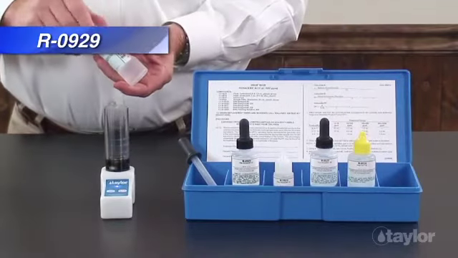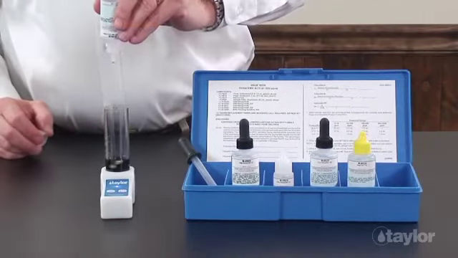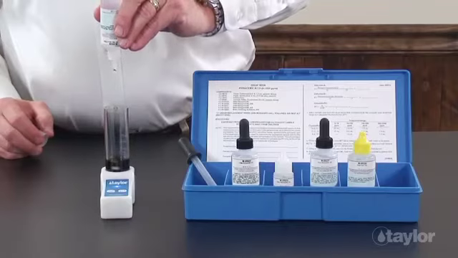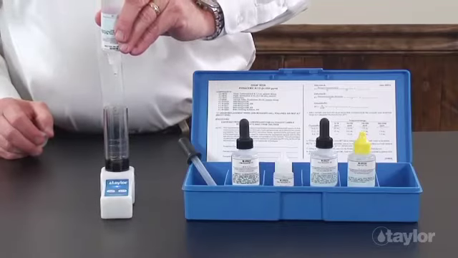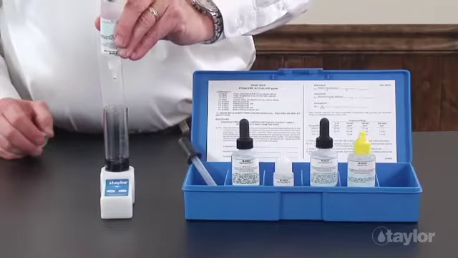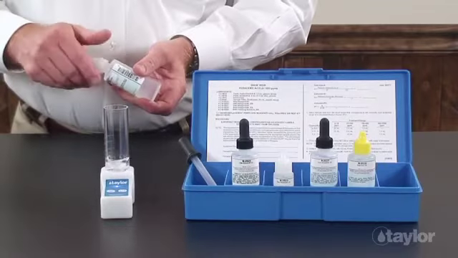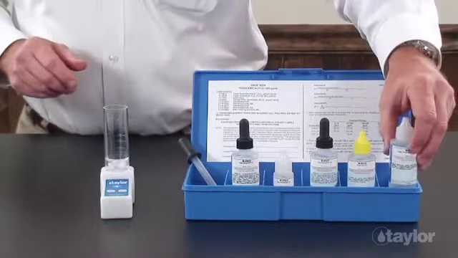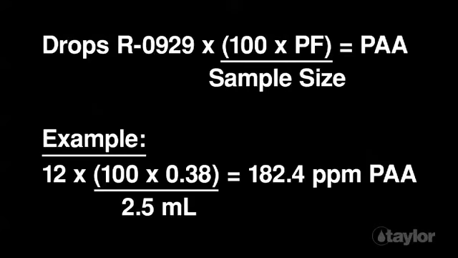Holding the bottle vertically, add PAA titrating solution dropwise, swirling to mix thoroughly, and counting after each drop until the color just changes from blue to colorless. For this test, we needed 12 drops to reach the end point. Using this equation, we are able to determine the peracetic acid concentration in our sample, which is 182 parts per million.